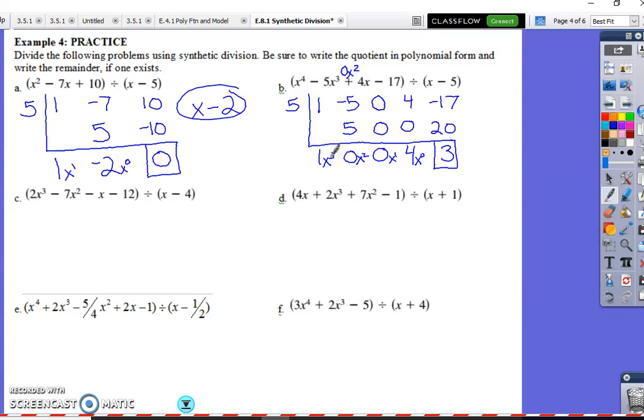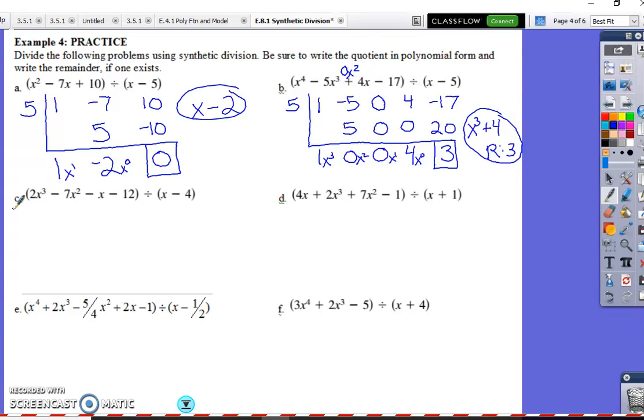So if I'm going to write this answer out, I have a 1x to the 3rd, which is x to the 3rd, no x squareds, no x to the first, and 4x to the 0s. Again, you don't write the x to the 0, so this is just a plus 4 with a remainder that is 3. And that's how we're going to write our remainders for now. So leave your remainder just as a number there or whatever's left over.